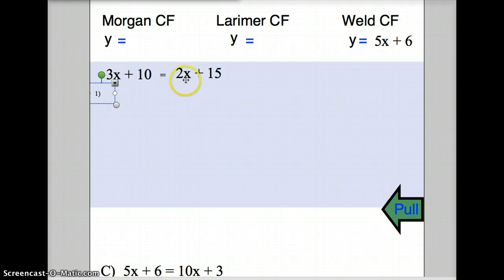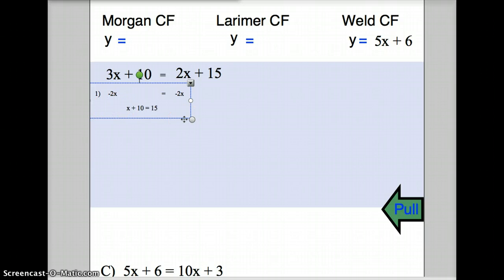You're going to notice the very first step: I'm going to subtract 2x from both sides. When I subtract the 2x from both sides, I end up with only 1x over here plus 10. And that will equal, since the 2x's on this side cancel, the 15 on the other side.